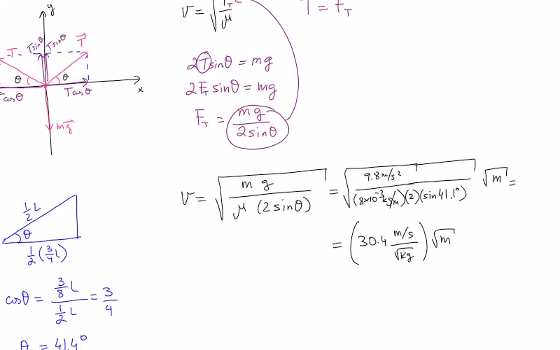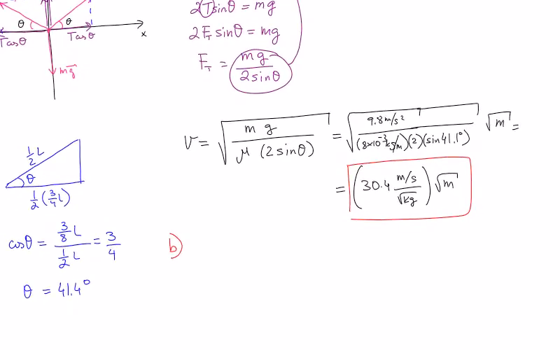Okay, so we're done with the first part of our problem. Now let's do the second part of the problem. The second part of the problem is we have v equals 60 meters per second. So I can use this expression that I found, v equals 30.4 meters per second over square root of kilograms times square root of m.